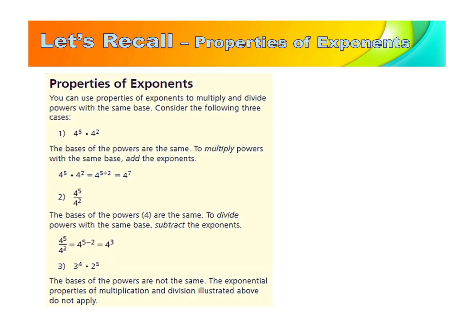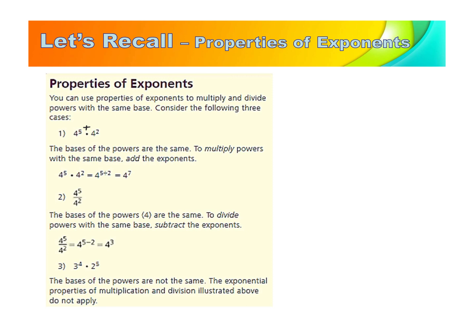So let's recall the properties of exponents. You can use properties of exponents to multiply and divide powers with the same base. Consider the following three cases. For example, 4 to the 5th power times 4 to the 2nd power. What you end up doing is adding the exponents. When you have the same base, we add the exponents. Like they said, the bases of the powers are the same. So to multiply powers with the same base, we add the exponents. So 4 to the 5th power times 4 to the 2nd power equals 4 to the 7th power.